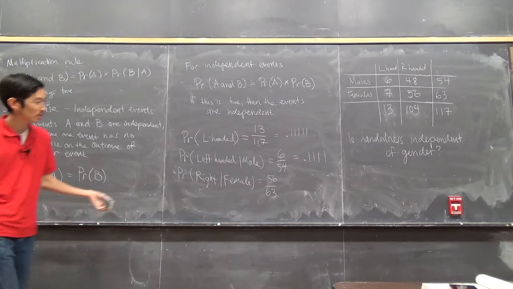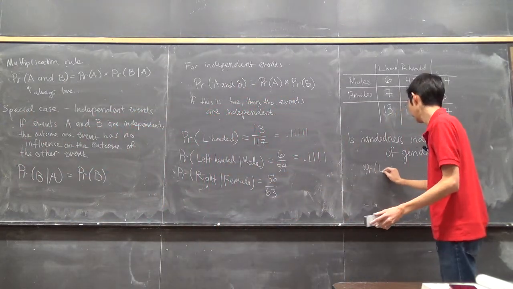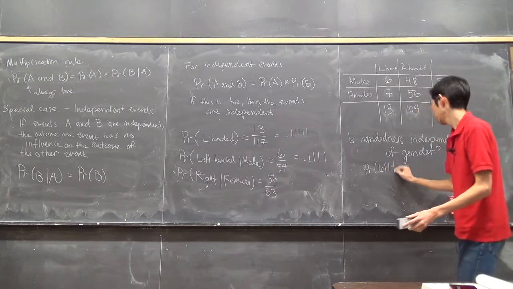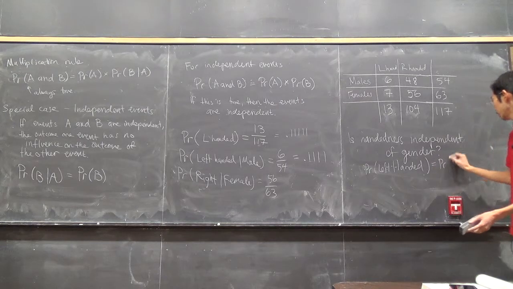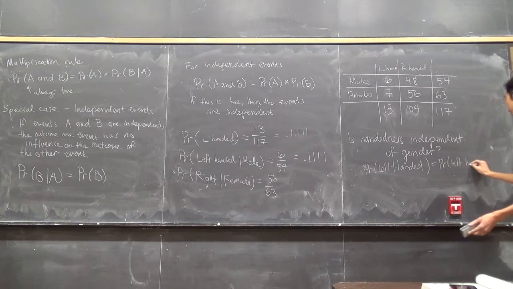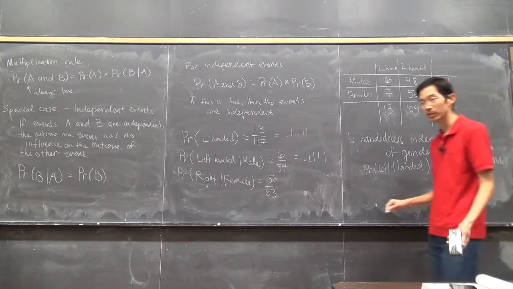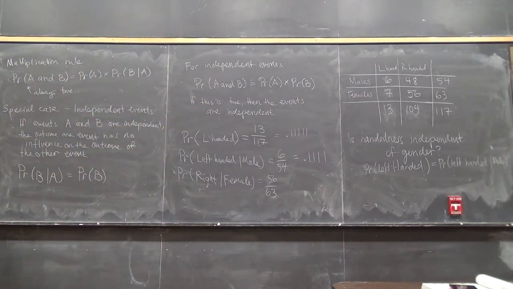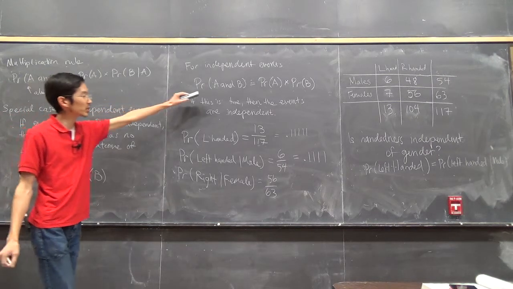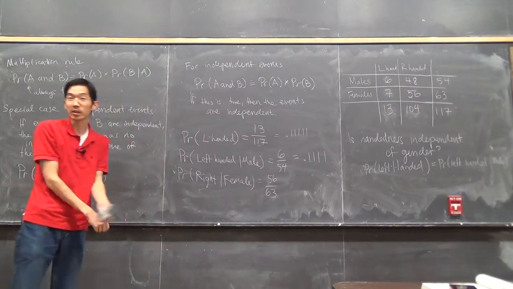So that works, and so the probability of left-handed is equal to the probability of left-handed given male. So these two things are independent. And if we check the other things, we would also find that they're independent. Or we could also do this: is the probability of A and B equal to the probability of A times B? We would also get that to be true.